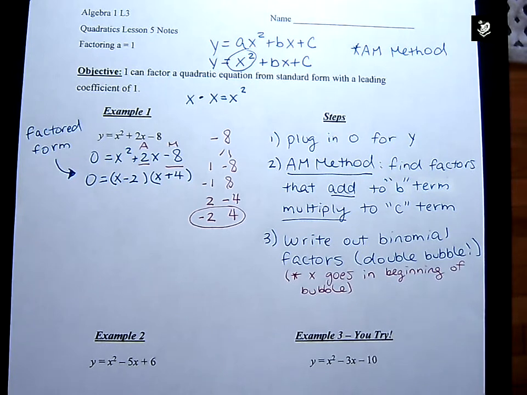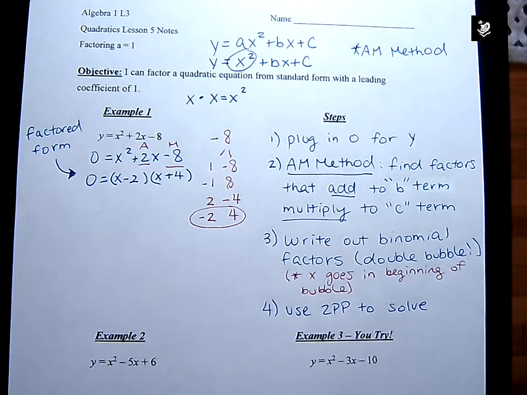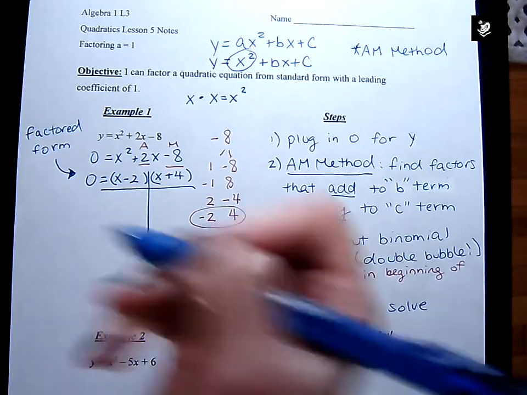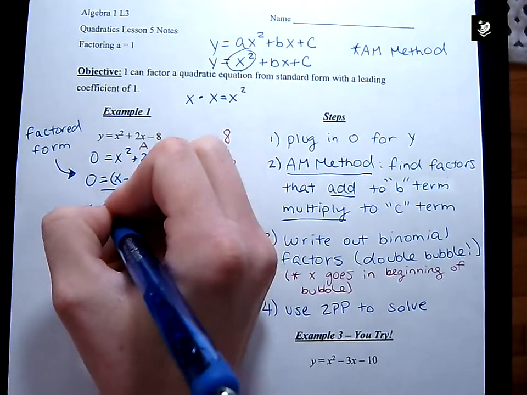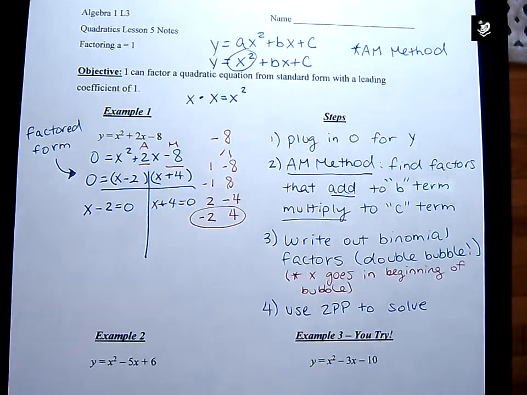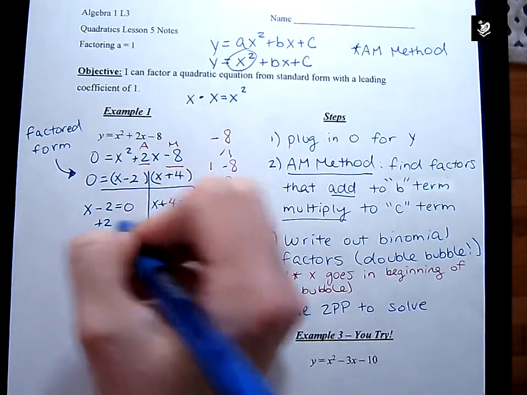So that must mean step 4 is to use the zero product property, ZPP, to solve. So that means I'm going to do my T-chart. I'm going to set each of my factors equal to 0 and solve. So I'm going to add 2 for the first one.